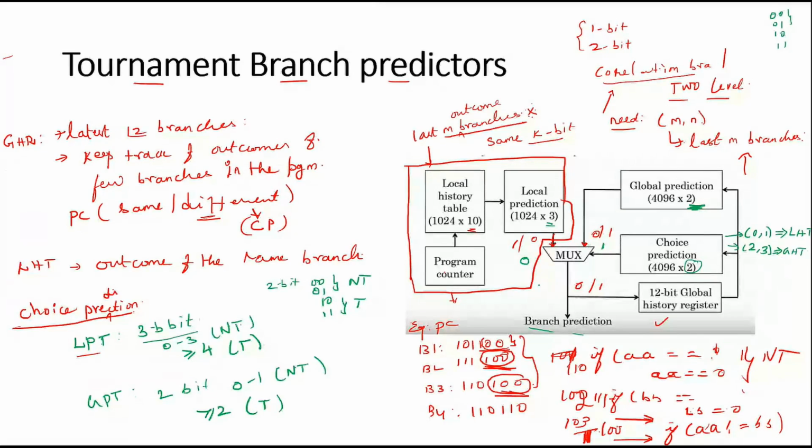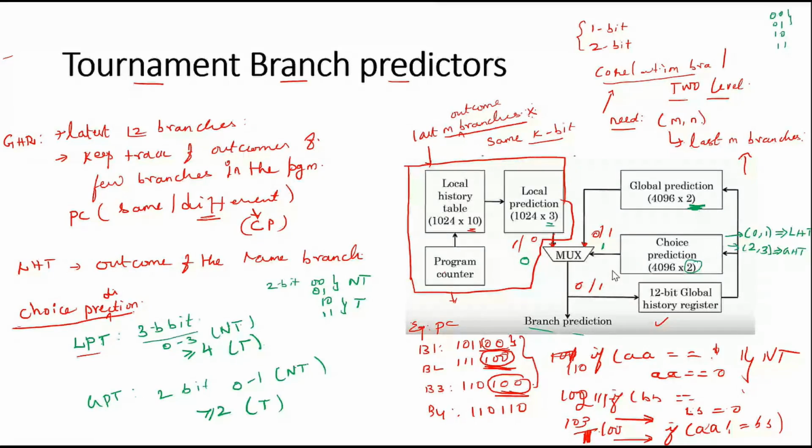Based upon that, as we did in correlating predictors, once we have predicted, we have to make all the changes, such as shifting the global history. Similarly here, the local history and global history registers have to be updated, and all the prediction bits have to be updated. We will see how it has to be done. In the next step, we'll go with one problem and we will see it.